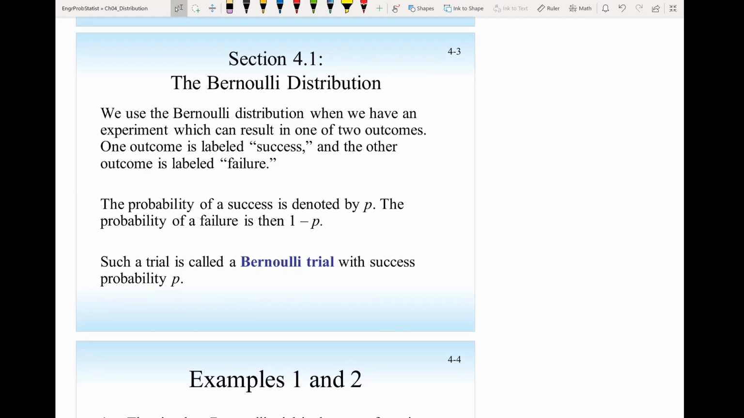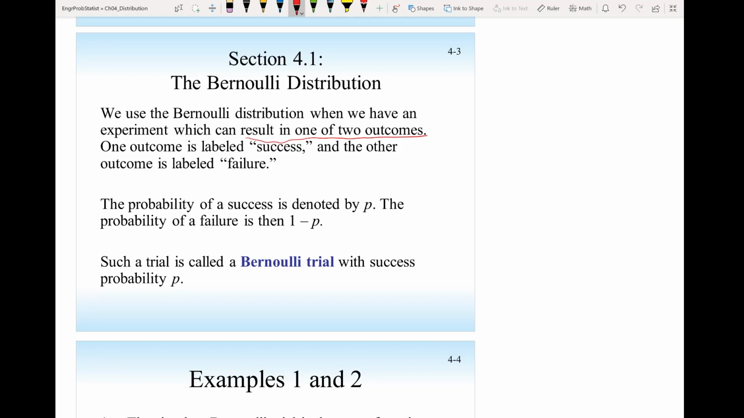Let's start with the Bernoulli distribution. We use the Bernoulli distribution when we have an experiment which can result in one of two outcomes. For example, flipping the coin. It's either head or tail. So if there is an experiment, we repeat the experiment and we get just two possible outcomes, success or failure. For example, sending binaries, zeros and ones. It's either received correct or failure. Or you make a product and you are testing, are they working or not working? Then we call this a Bernoulli trial, and it will have a Bernoulli distribution.